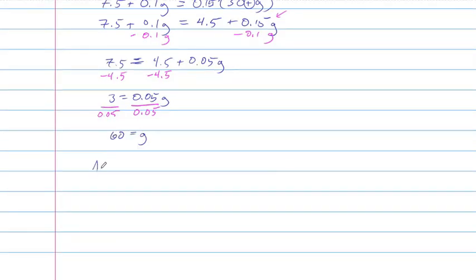So we would say you need to add 60 gallons of 10% solution to get a 15% chocolate solution.